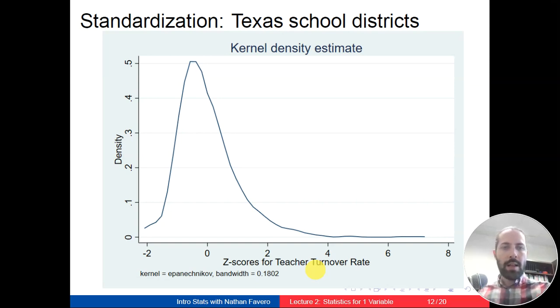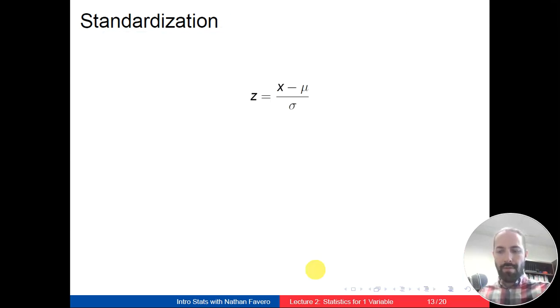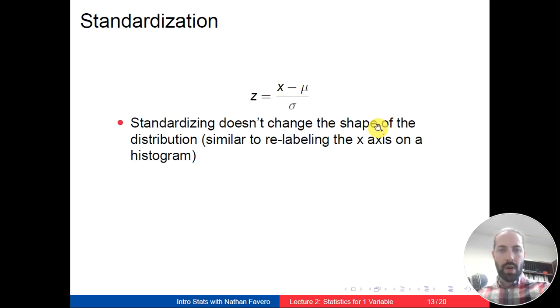Let's give a few more details though. This is a formula for how you actually compute a z-score. You compute the z-score by taking your original value, the percentage teacher turnover, and then you subtract from that the mean. Mu, we said, can be representing the mean, so the average teacher turnover rate in the state. And then after doing this subtraction, you're going to divide by the standard deviation among districts for the teacher turnover rate. So that's the formula for how we create a z-score.